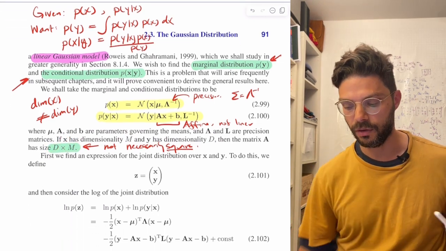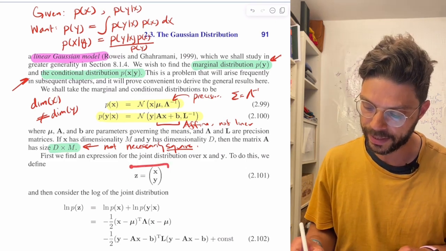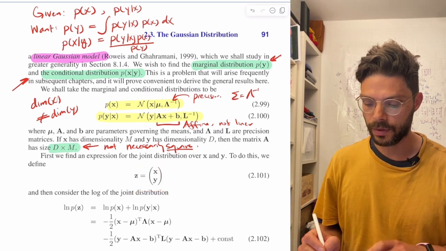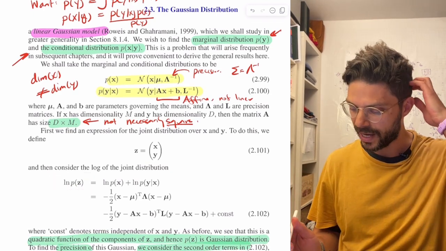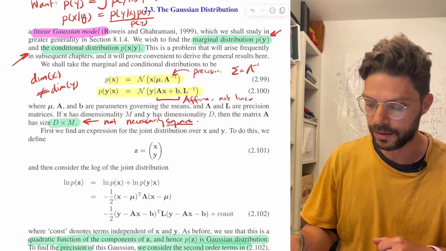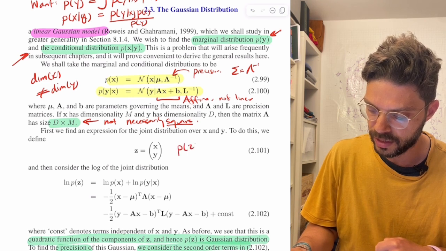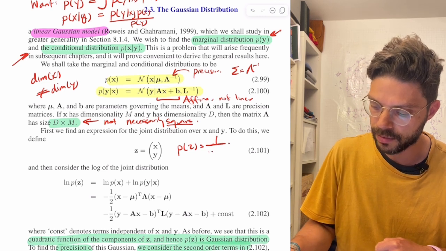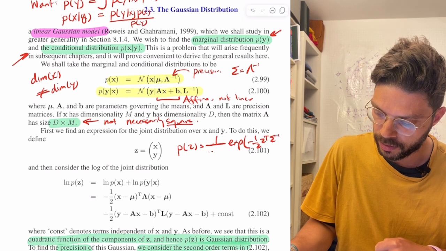Okay, so now we're going to look at the joint distribution of x and y. The first thing we're going to do is pack x and y into this variable z, and what we're going to look at is the log of p of z. Why are we doing that? Again, it's because we're going to be guessing that it's Gaussian. If you have a Gaussian distribution, p of z is going to be equal to some 1 over something times the exponent of minus 1/2 z transpose Σ^-1 z.